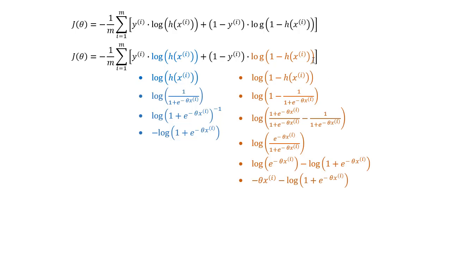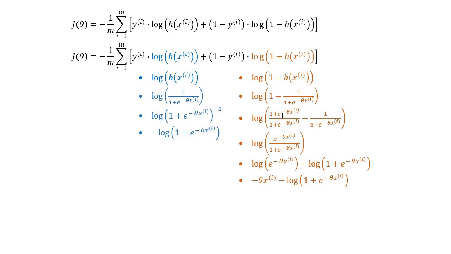And then let's look at simplifying the second piece. So for the second piece, we start off the exact same way. We have 1 minus h of x(i), and then I just convert that h of x into the sigmoid. So 1 minus 1 over 1 plus e to the negative theta x. And so the next step is we're going to use a math trick. I'm going to find a common denominator for my 1 here. And so I'm going to put the denominator of the sigmoid on top of itself.